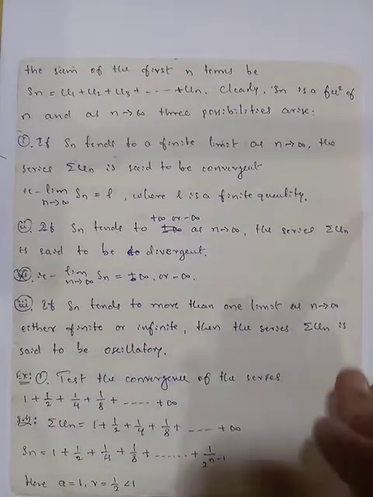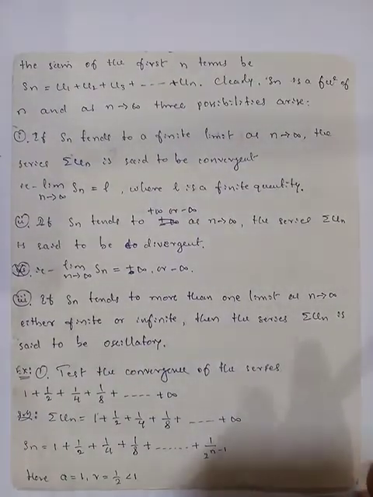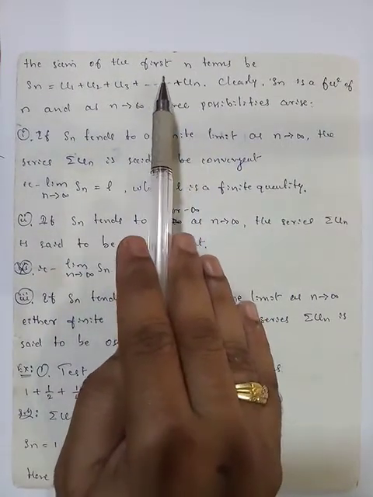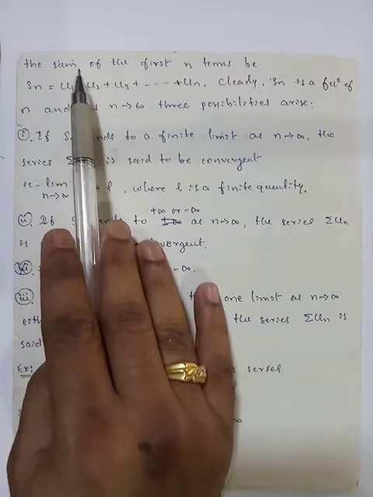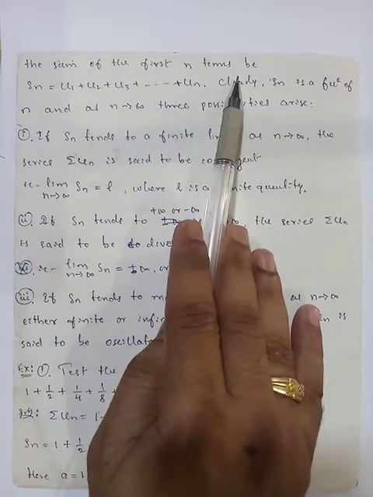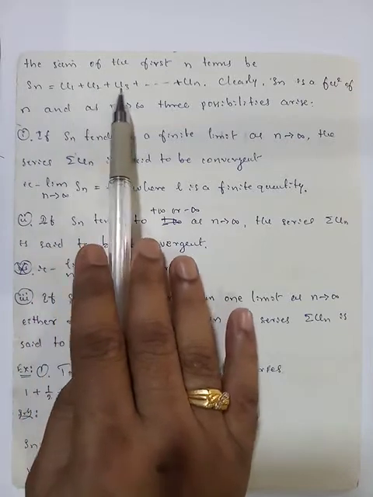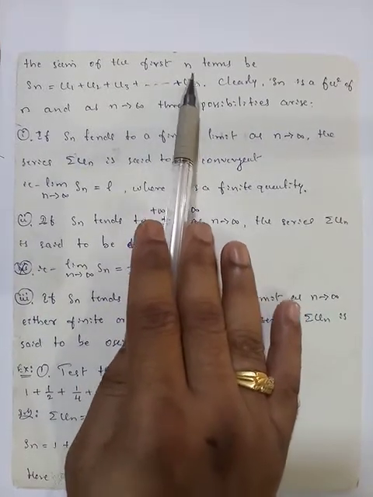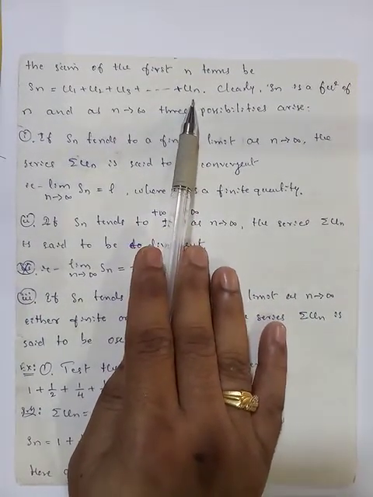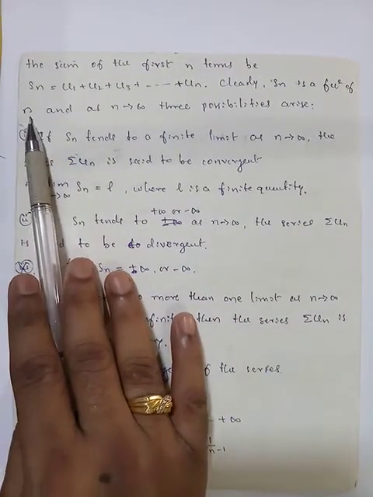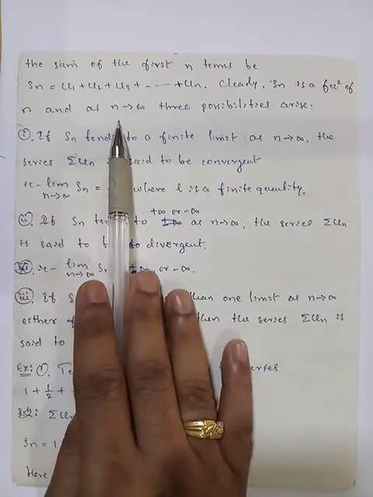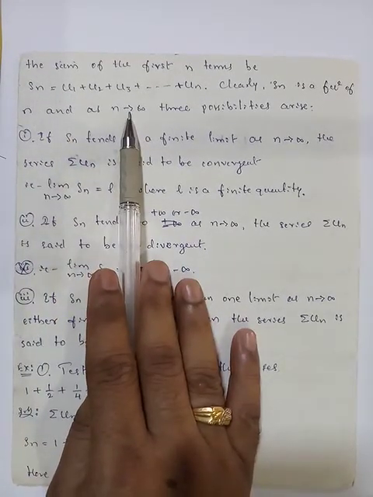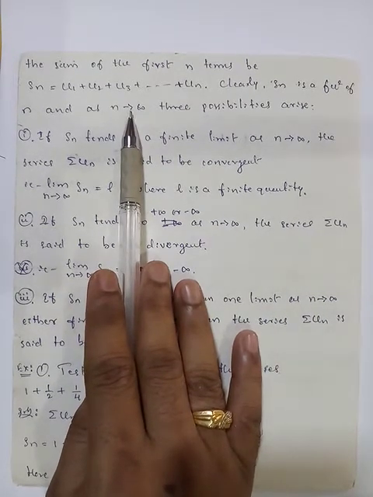To say that the infinite series is convergent, first we need to write the nth partial sum of the infinite series. That is, the first n terms is given by Sn equal to u1 plus u2 plus u3 and so on up to un. So clearly Sn is a function of n. So when you write the nth partial sum of the infinite series, that Sn must be a function of n, and we are going to check the value of Sn when n equals infinity. We are going to put the value of n as infinity and check what the value of Sn is.